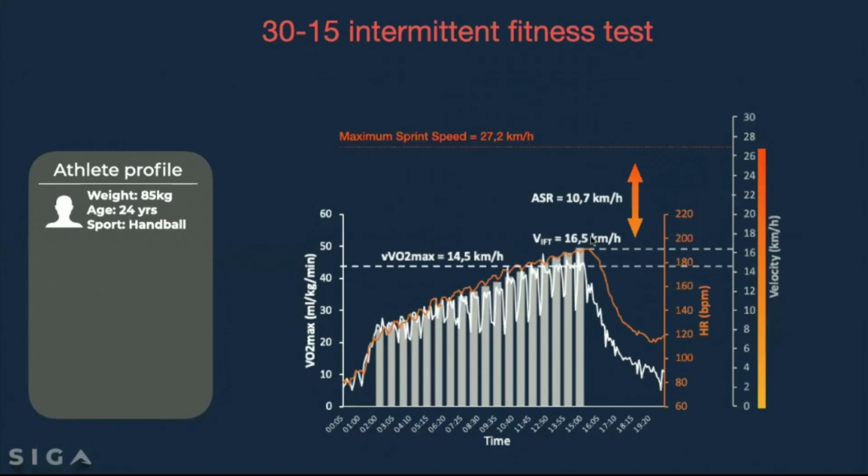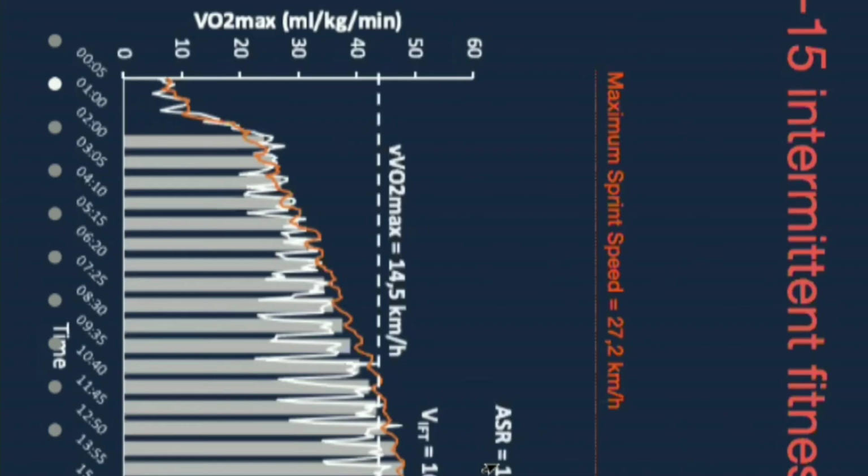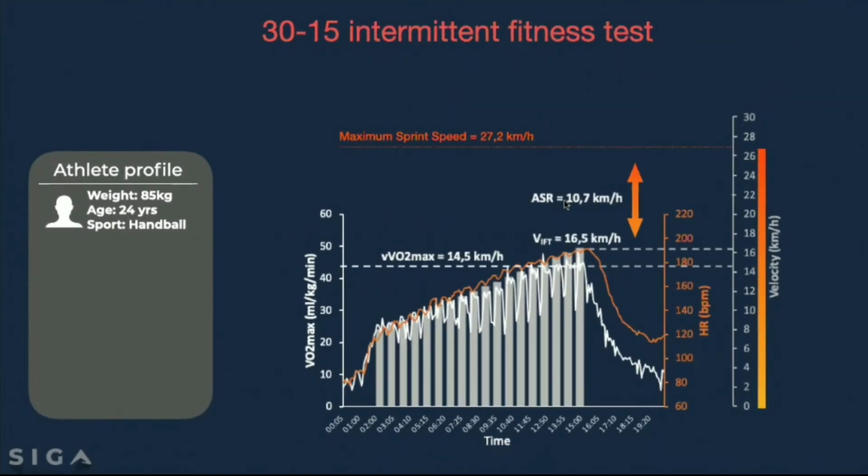We also have the difference between the final velocity of the 30-15 test compared with this sprinting test. This is a reserve of velocity that by aerobic means the athlete cannot achieve. But in a separate test, we can see this anaerobic speed reserve. In this case it was around 10 kilometers per hour. Okay, so let's write down this data.